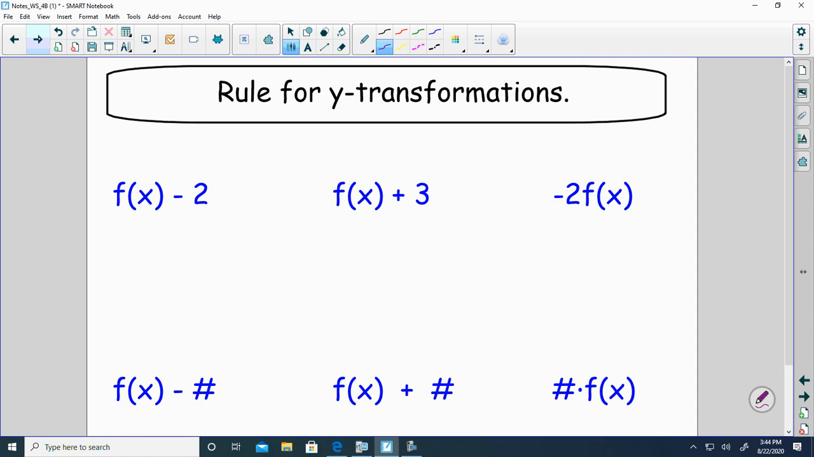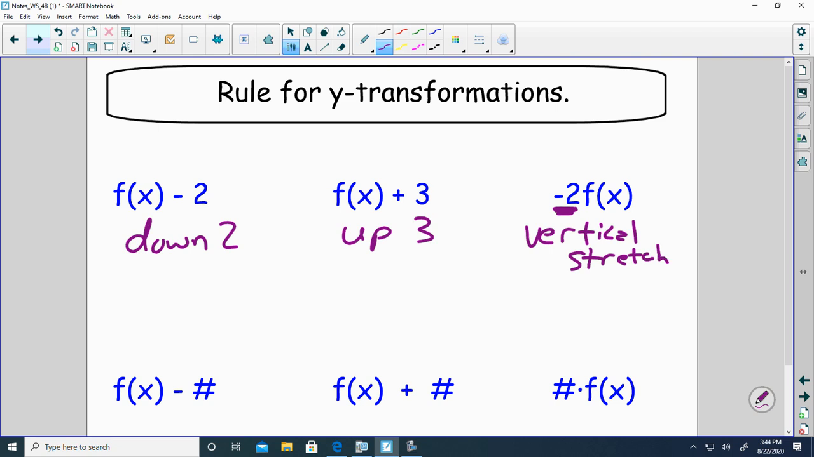Okay, so these transformations are vertical transformations. So this is going to move it up or down. This is going to go down 2, so that stays with the same. This goes up 3. This actually does a couple of things. Okay, it's going to have a vertical stretch, so it's going to get skinnier as a graph in the vertical direction.